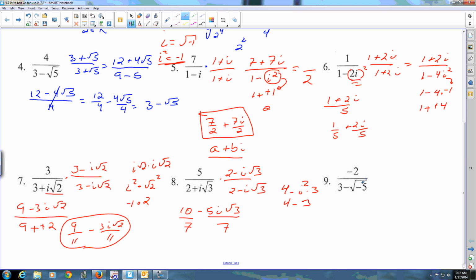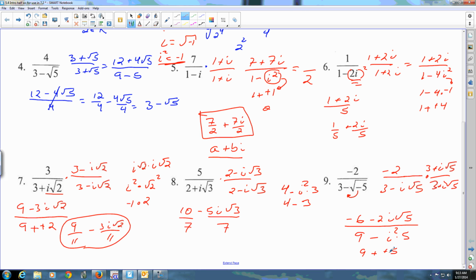Okay. When you have a negative sitting inside a radical, you need to pop it out first. And remember, that comes out as i. 3 minus i square root of 5. So that's stuff from last semester. Multiply by the conjugate. 3 plus i square root of 5. 3 plus i square root of 5. So the top becomes negative 6 minus 2i square root of 5. And the bottom, difference of squares pattern, that's a 3. So that would be 9 minus i squared times 5, or 9 minus negative 5, or 14.